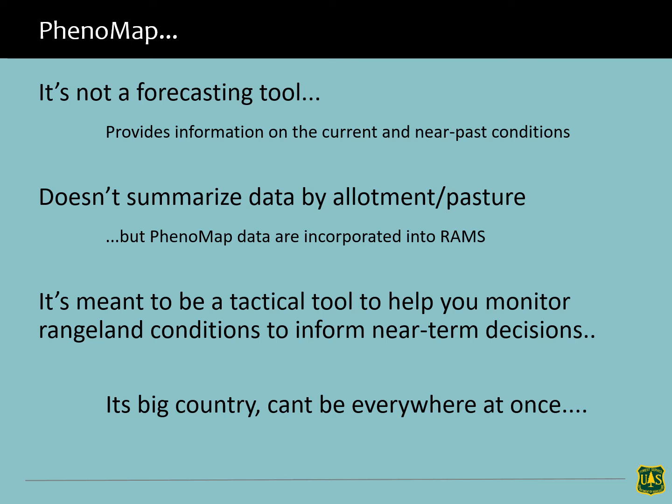PhenoMap is more of a tactical tool that displays the variation in greenness, precipitation, and growing degree days across the landscape. This information can be used to help inform management decisions. We view PhenoMap as sort of an extra set of eyes for rangeland managers. It's a big country. You can't be everywhere at once. This helps you track what's going on across the large landscape.